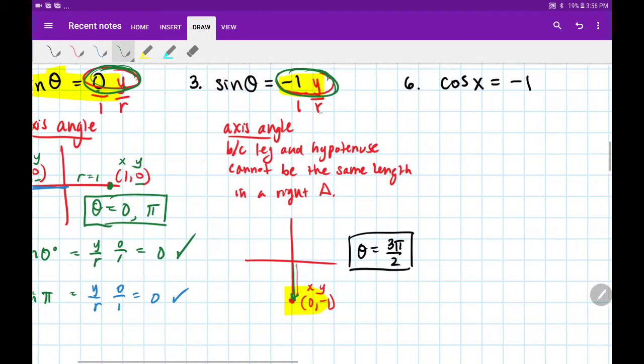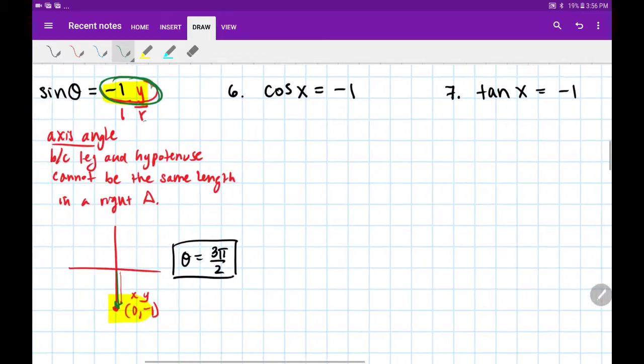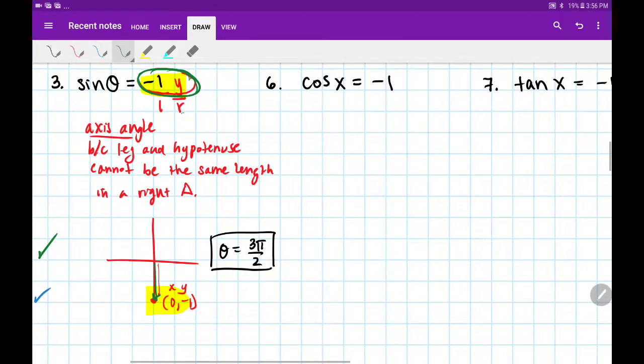Let's try number 6. All right, so as always, we'll write our formula first. We need to know where's cosine. I'm going to call this theta. Where's cosine theta equal to -1? So let's write our formula as x over r. Next, we'll put this over 1. So is this an axis angle or a triangle? We have to make a decision right now.